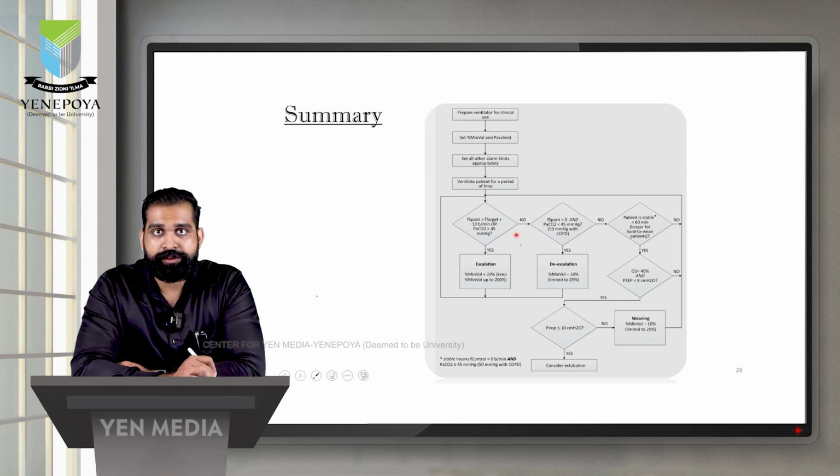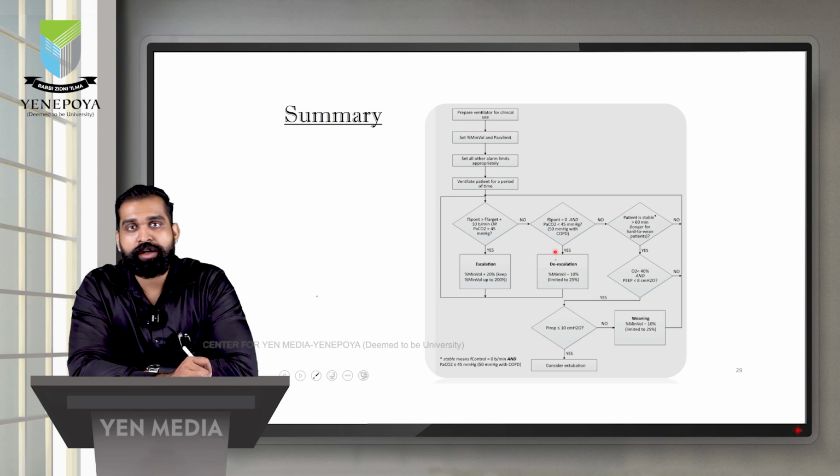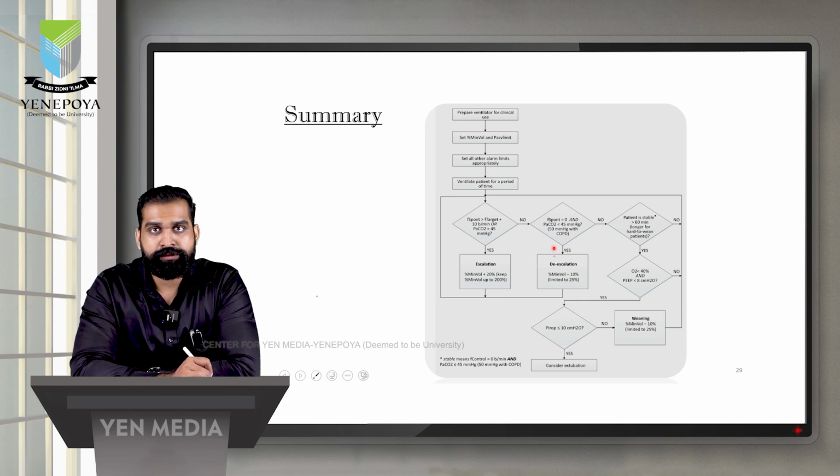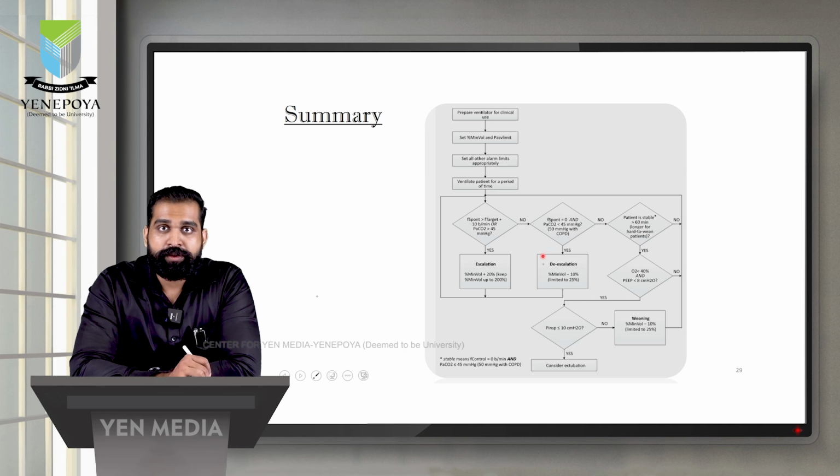Now, if that's not the case, the spontaneous breaths are not detected, and if the SpO2 is more than 95, then you have to de-escalate, reduce the percent minute volume by 10%, and make sure that you are limited to 25%. You have to do this gradually, making sure that you're providing about 3 to 5 minutes between each adjustment, or you're giving sufficient time depending on the patient's status between each adjustment.